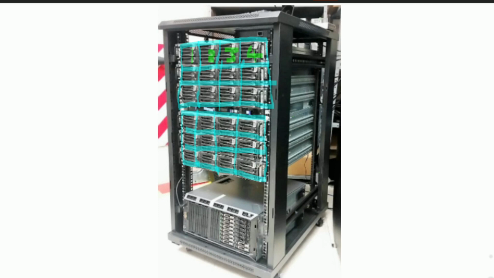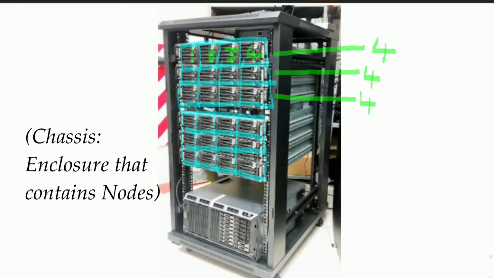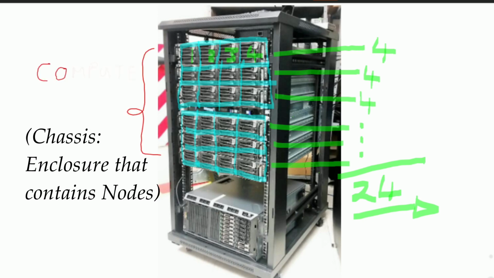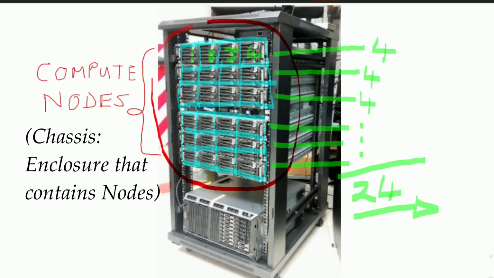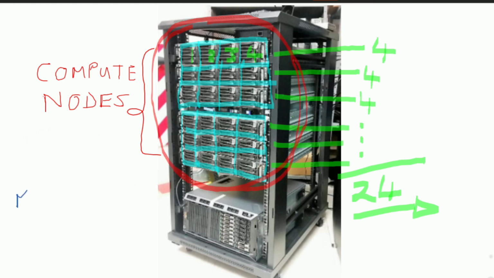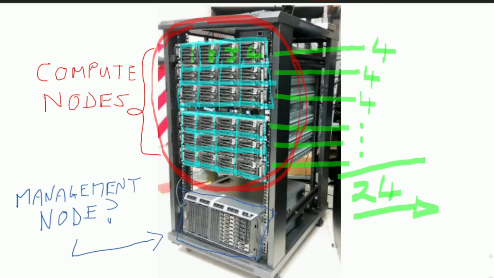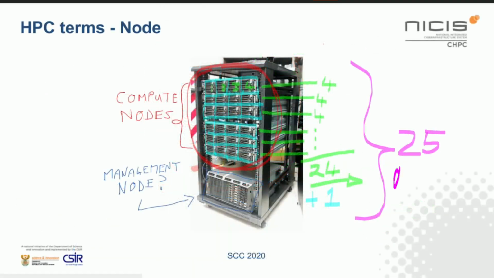This system, which is a half-height rack that we sent to the Ghana Space Science Technology Institute in Accra, consists of several nodes linked together to form a cluster. There are 6 chassis in this picture, and each chassis consists of 4 nodes. 24. Now these are all compute nodes. But there's one very important node that we're missing in this diagram, and that is the management node. So when we include the management node, that leaves us with a total of 25 nodes for this HPC system.